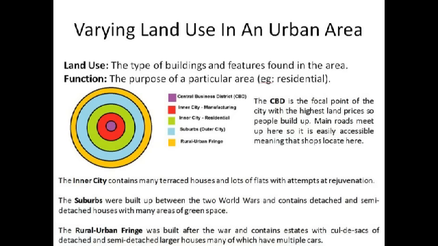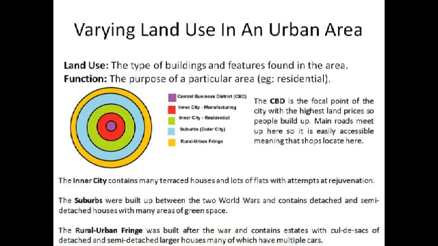The inner city is the next area, and it contains many terraced houses and lots of flats which they've tried to rejuvenate. There used to be factories there, but these factories have been replaced by the flats because we don't do much manufacturing anymore in the UK. We've sort of lost it all to other countries.